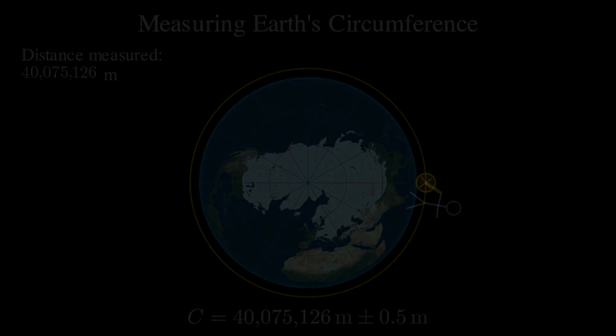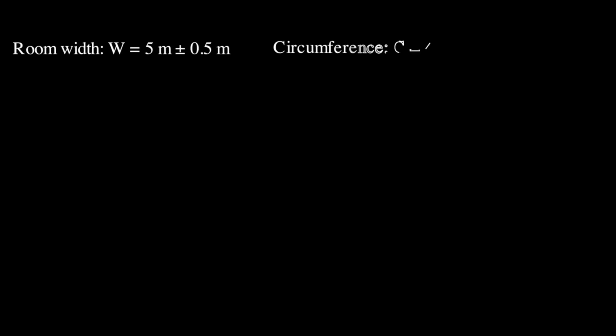Let's pause and ask, which of these measurements is more precise? While both measurements have an uncertainty of half a meter, measuring the width of your bedroom to the nearest half meter doesn't sound very precise, but measuring more than 40 million meters down to the nearest half meter feels extremely precise. How do we quantify these different levels of precision?